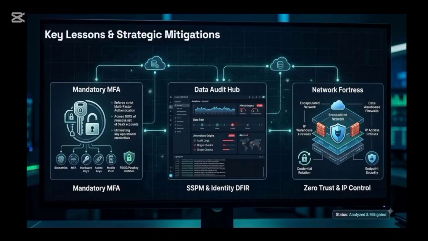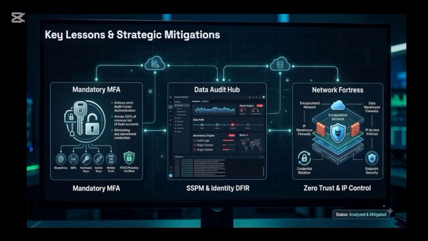And now to wrap up, what should every organization do to prevent this disaster? Firstly, enforce 100% mandatory MFA. Use phishing-resistant methods like FIDO2 keys and passkeys across all accounts, with no exceptions. Secondly, zero trust and IP control. Implement strict IP whitelisting and network firewalls. And thirdly, endpoint security and rotation.